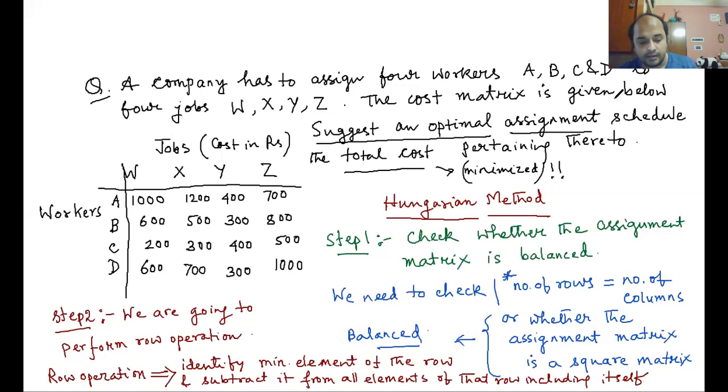So this is called the row operation, which I am going to perform right now in the next page. Let me save your chat for your attendance, and then I'm going to do the row operations.